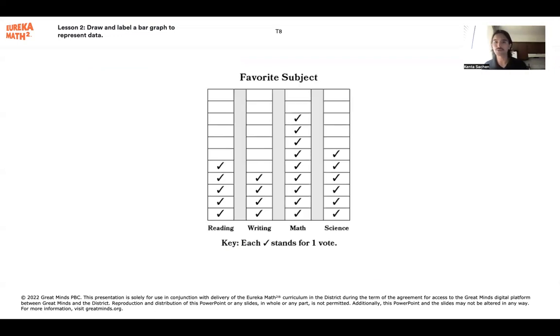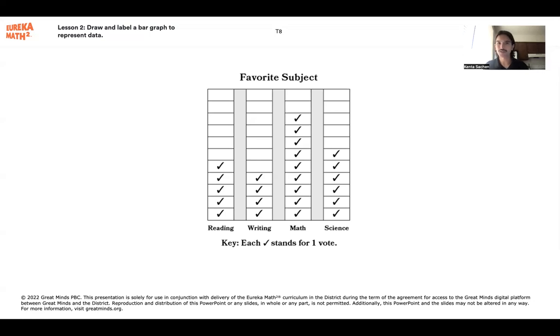Now, yesterday we were looking at graphs just like this one. Maybe you remember this from yesterday. The title says favorite subject. We have reading, writing, math, and science. And the most important part might be the key, which tells us that each check mark here stands for one vote. Now, which one is the most popular subject?